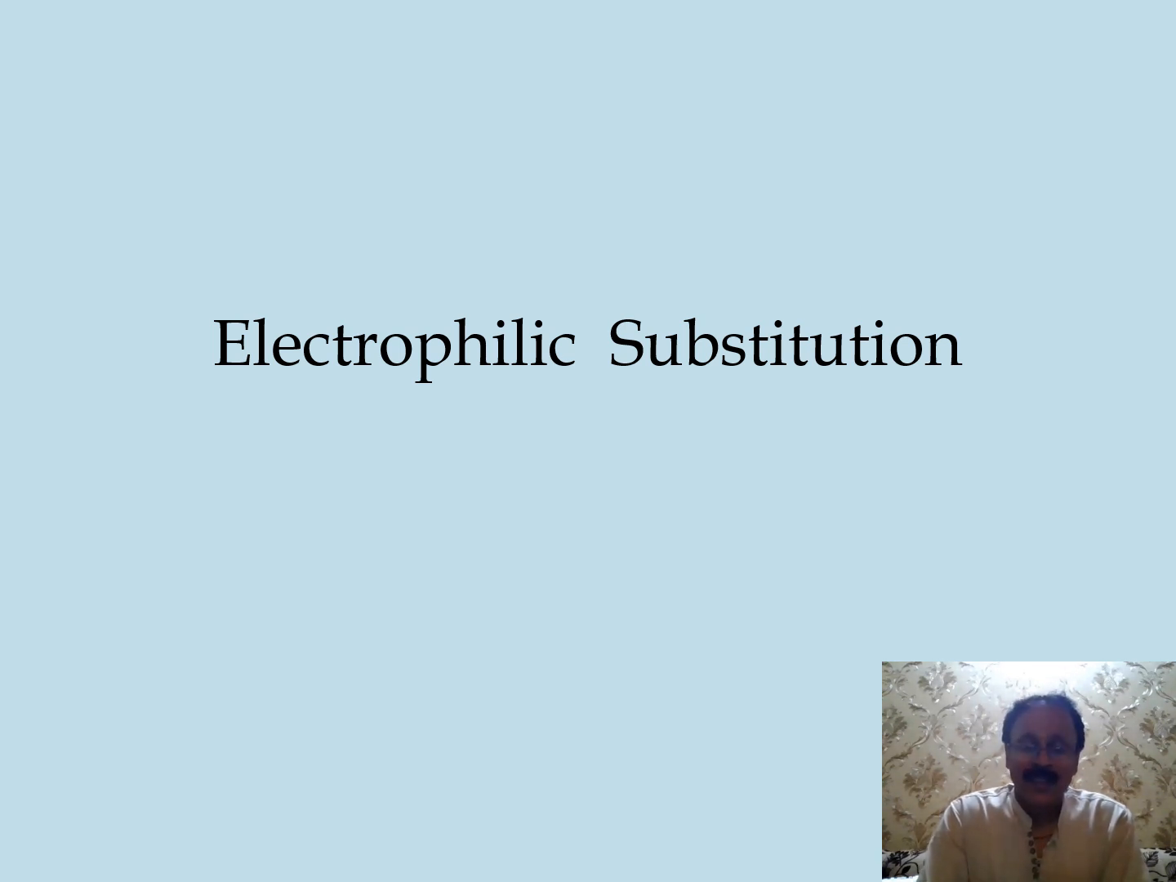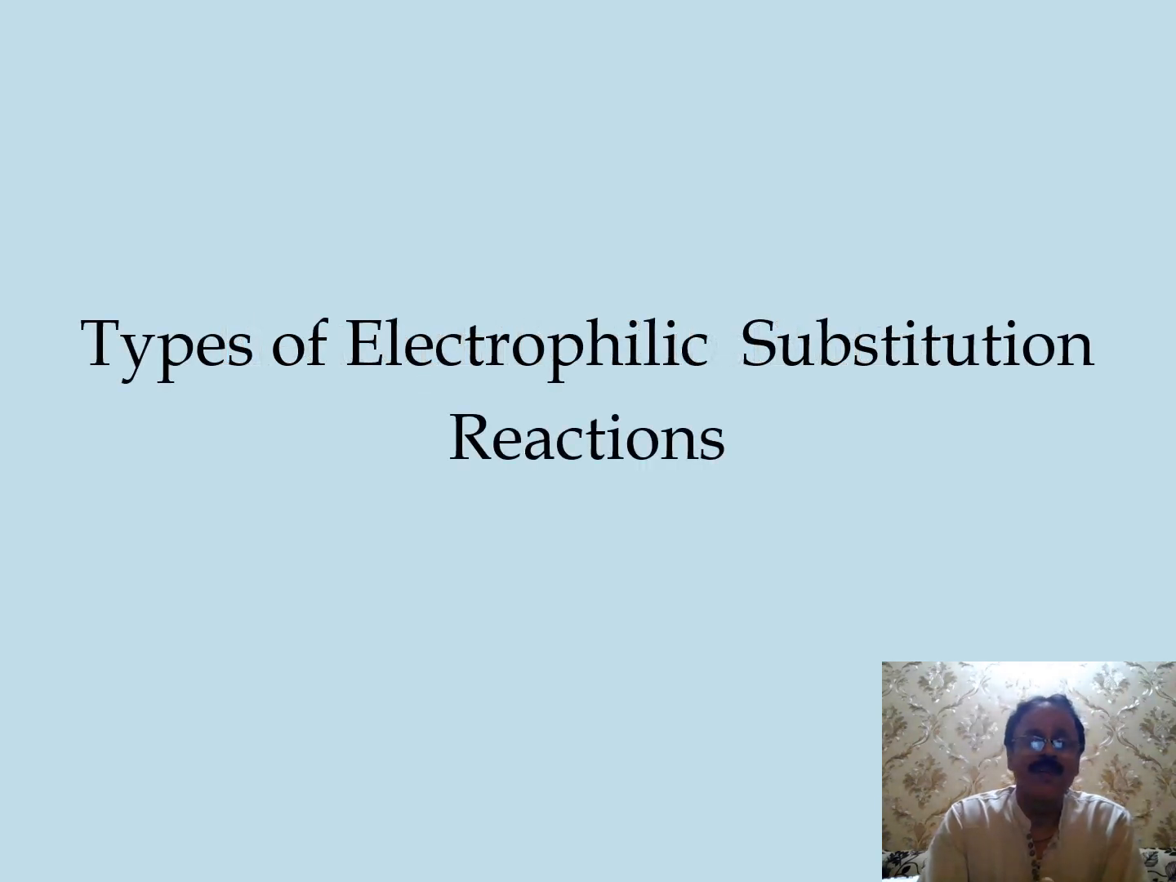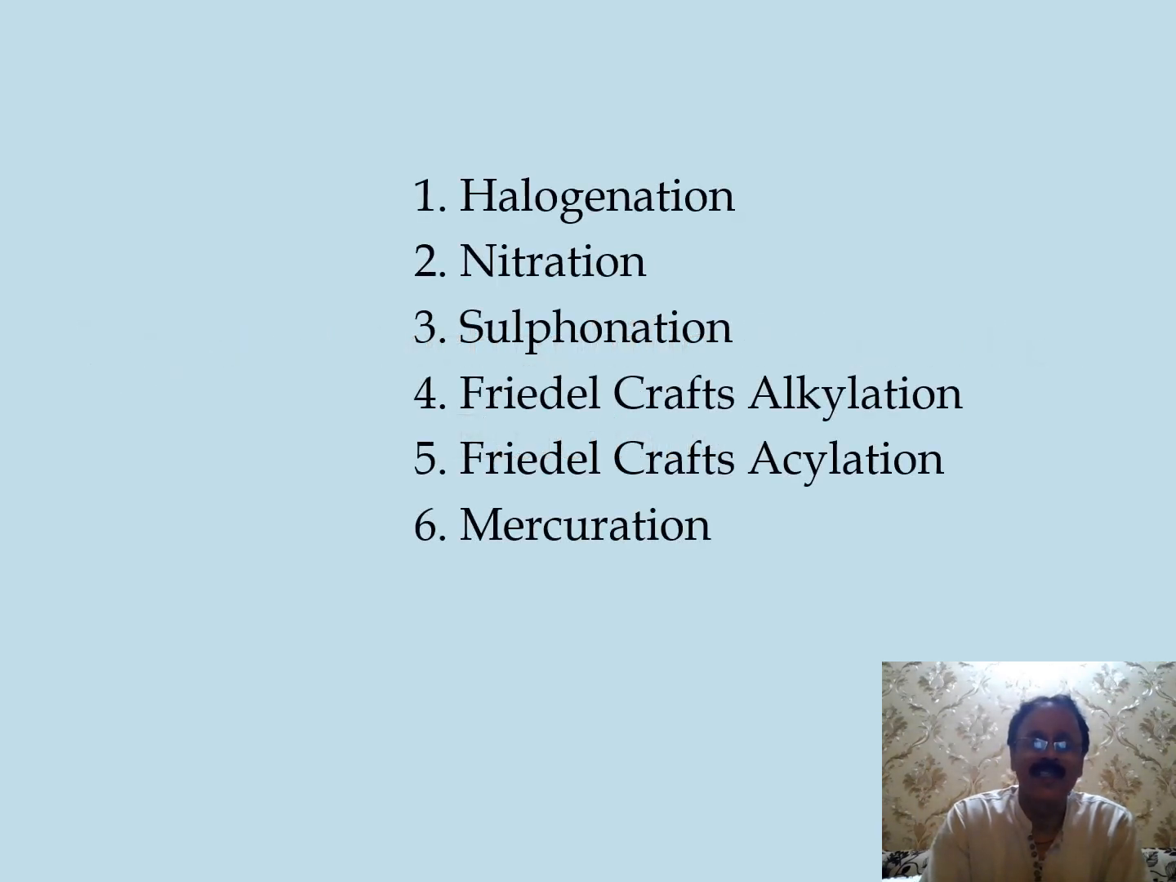So, in benzene or derivatives of benzene, we can see the following types of electrophilic substitution reaction. Benzene or its derivatives undergo these reactions. First is halogenation, second is nitration, third is sulfonation. Then there are two Friedel-Crafts reactions, Friedel-Crafts alkylation and Friedel-Crafts acylation, and mercuration.